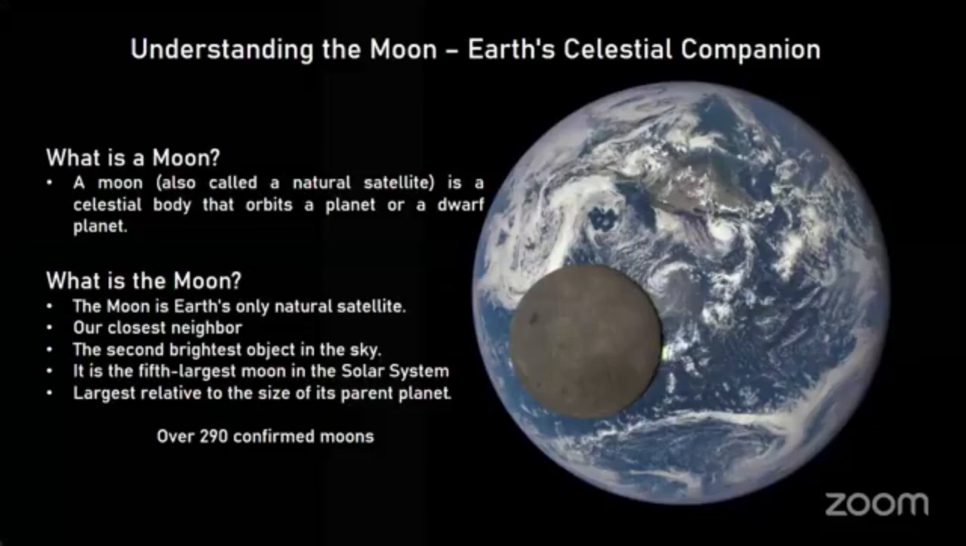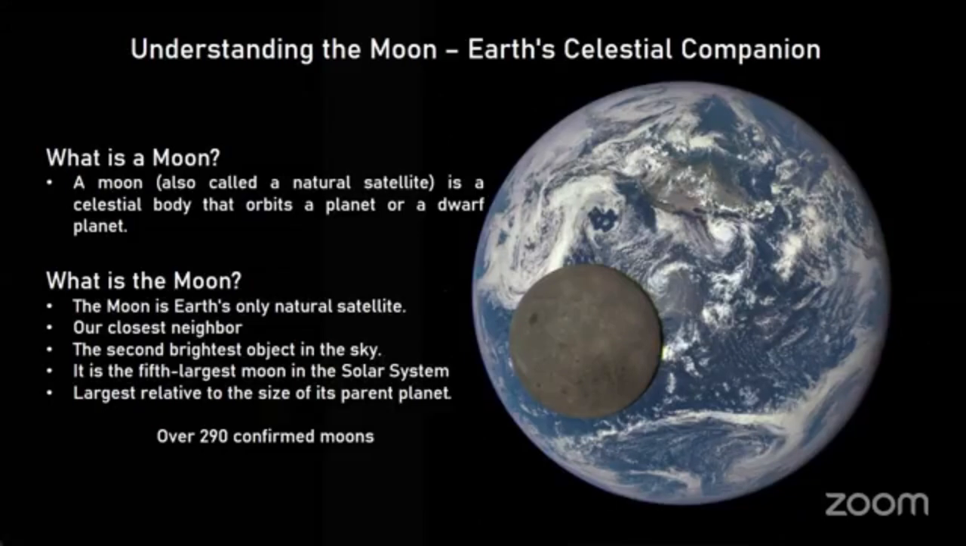So, understanding the moon, the Earth's celestial companion. But before we talk about that, what is the moon? What is a moon? A moon simply means a celestial body called a natural satellite that orbits a planet or a dwarf planet. So any natural object that is orbiting a planet or a dwarf planet is defined as a moon.